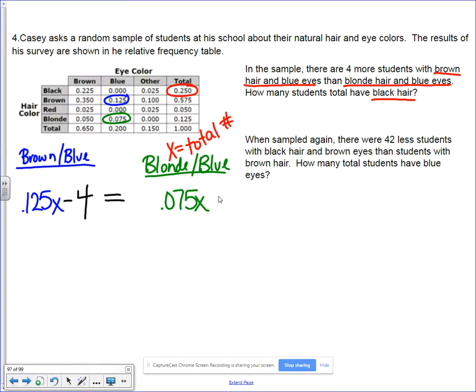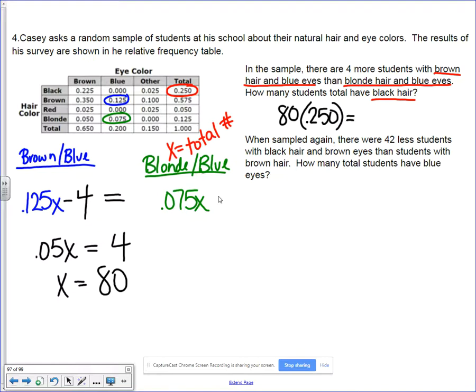Okay, we'll get our x's together. So if I move this over, this gives me 0.05x is equal to, move that 4 over, and it gives me 4. Now when I divide, I get x equals 80. So that's the total number of kids in the survey. So if I want to know how many have black hair, I need to take that 80 and multiply it by the 0.250, which will give me that 20 kids in this survey have black hair.